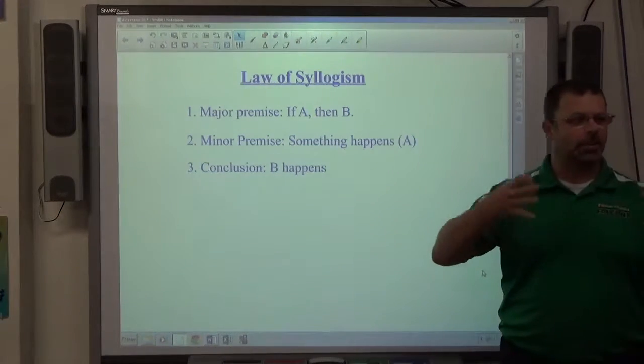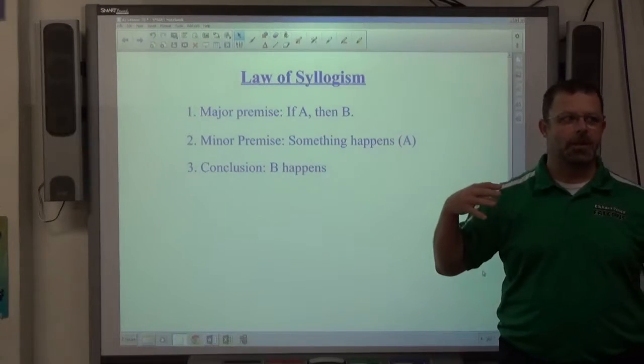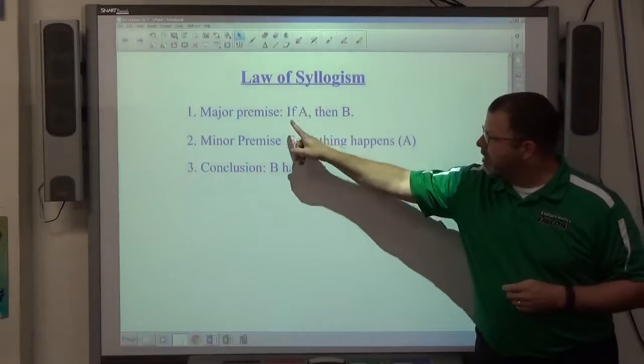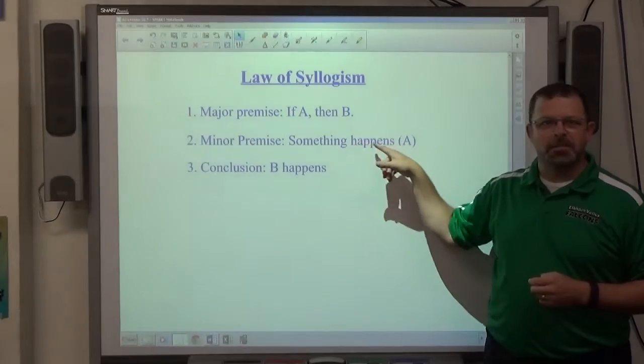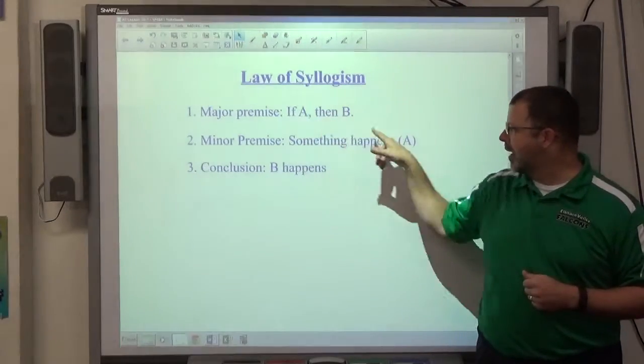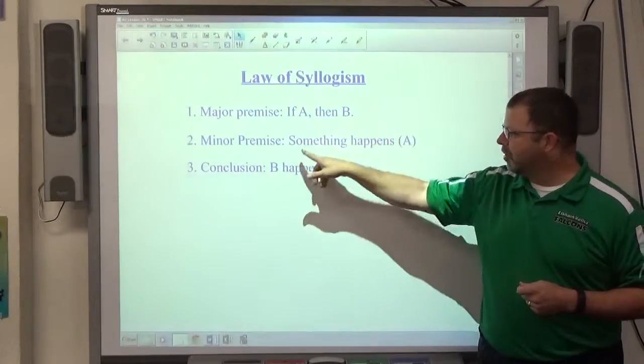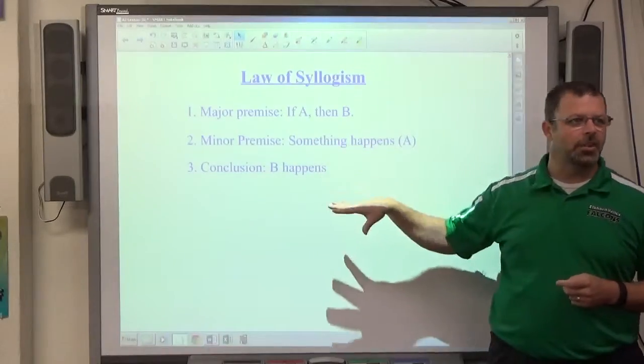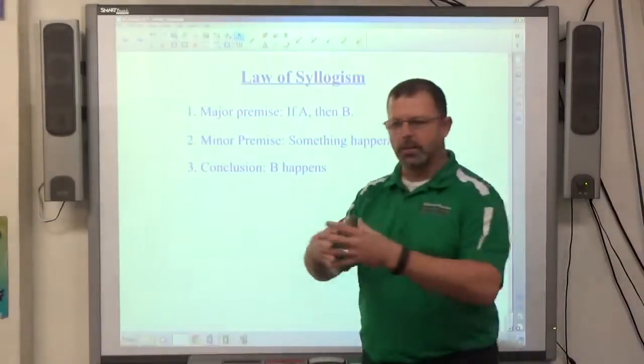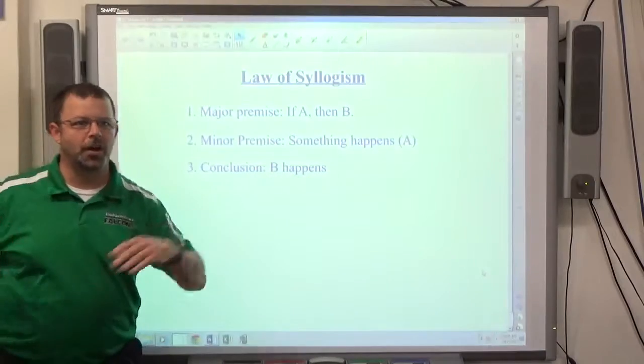So it's a rule of nature. And then the minor premise is that something happens. The first thing, the A part, happens. The conclusion, then, is that B happens. That's the Law of Syllogism. So a law has been stated in the world of man.